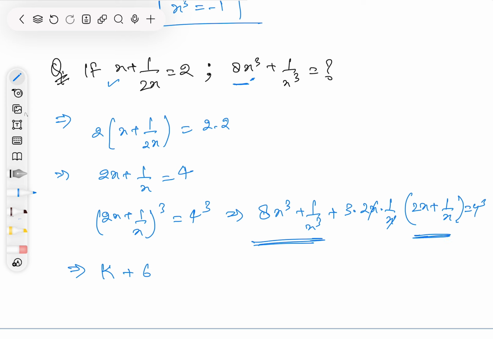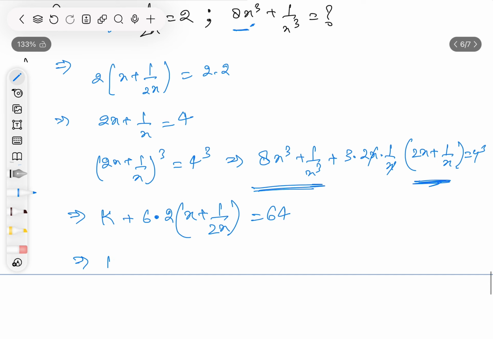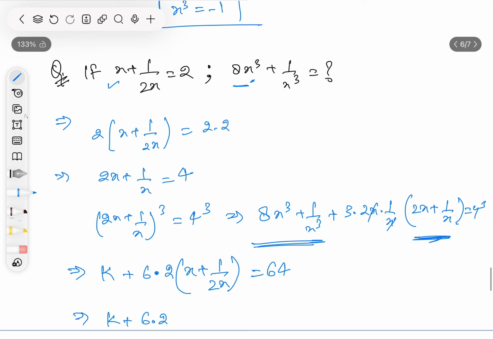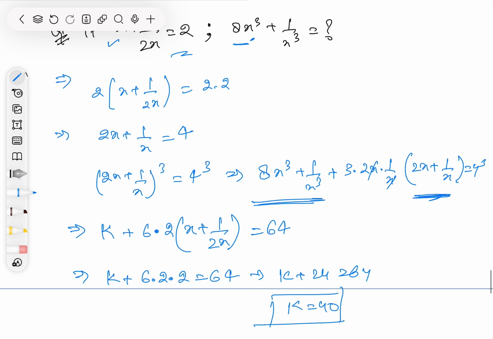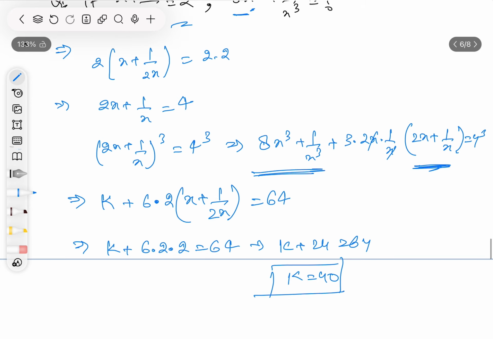Now let's take 2 common from this. Let's take 2 outside. So this will be 2 and this will be x plus 1 by 2x, since I have taken 2 outside, and this will be 64. So we have k plus 6 times 2. This we already have, that is 2, equals to 64. So we have k plus 24 equals to 64. So k is gonna be 40 and we have our answer. Let's see another question.